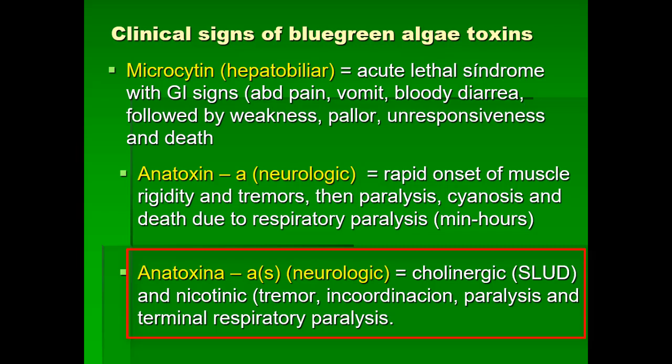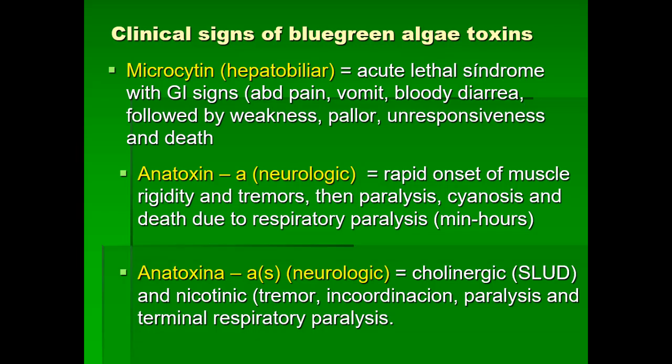So just as we saw with cholinesterase inhibitors, there is going to be a buildup of acetylcholine, and that is going to cause excessive salivation, GI hypermotility, diarrhea, and urination. And the nicotinic signs would be those of tremors, incoordination, paralysis, and terminal respiratory paralysis.